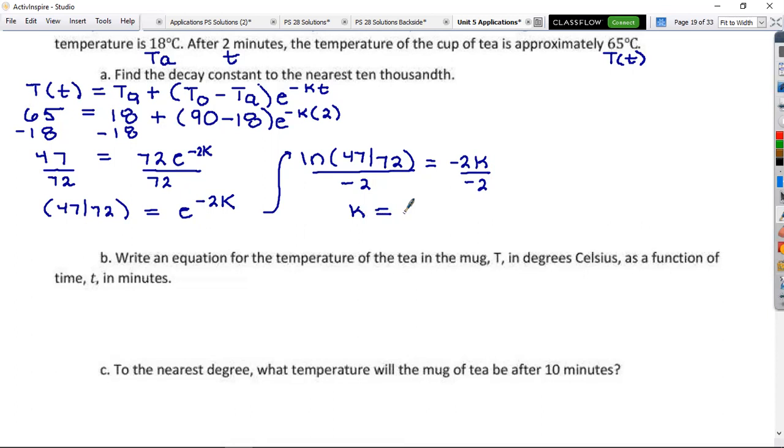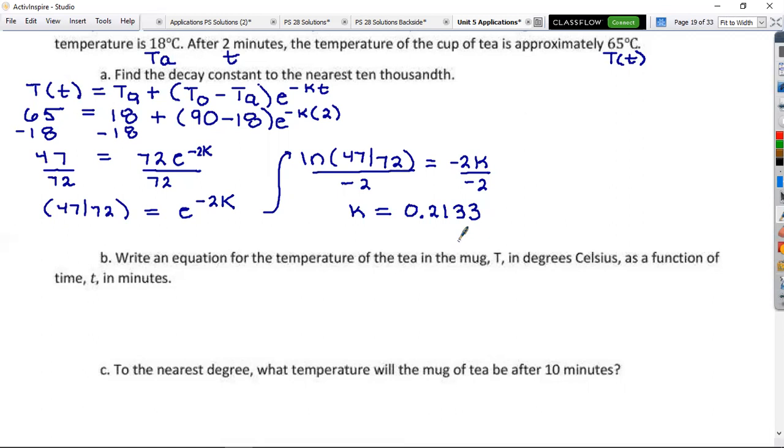I don't remember what this works out to be. 0.2132. 0.21, 2 more places. 213, and then 3, and then a 2 round. Thank you. Perfect, so that's your decay rate.